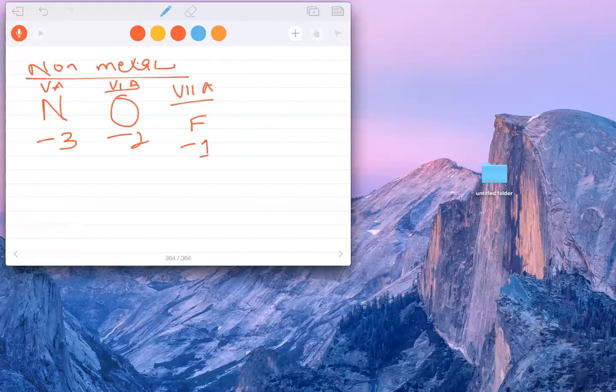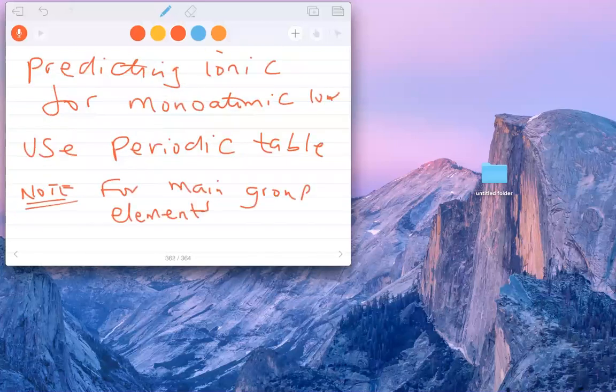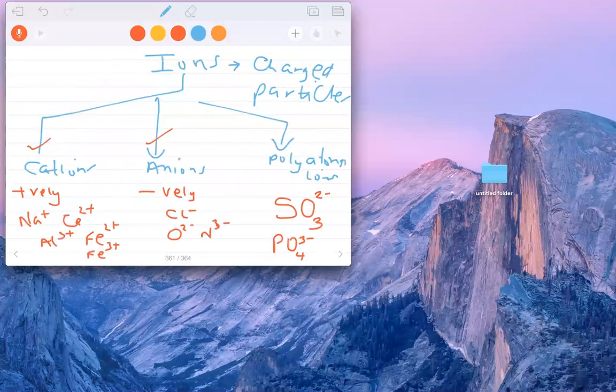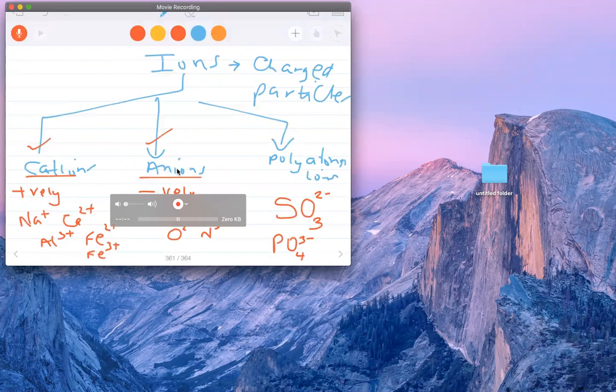That's how you predict the ionic charge for these two classes of compounds. There's a pattern here, and most chemistry concepts are all about pattern. You don't need to memorize that it's always going to be positive 1 or positive 3. It's just using the periodic table, and given the periodic table, you should be able to predict the ionic charge for cations and for anions.